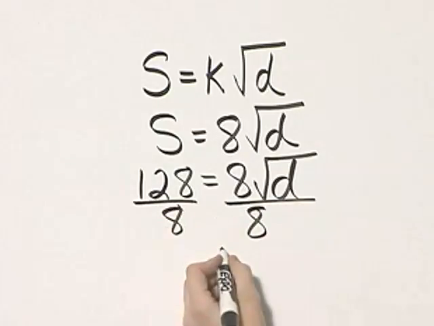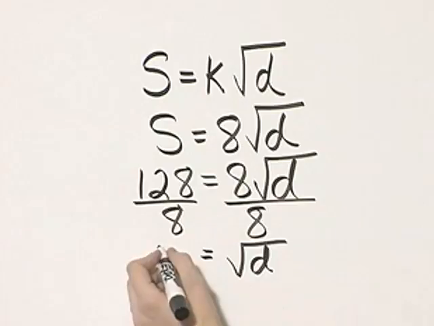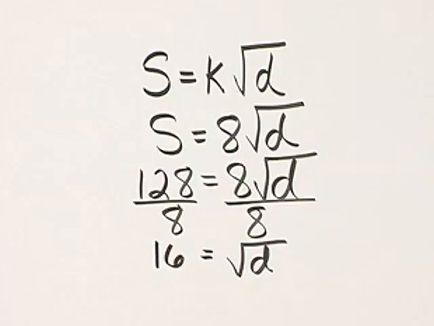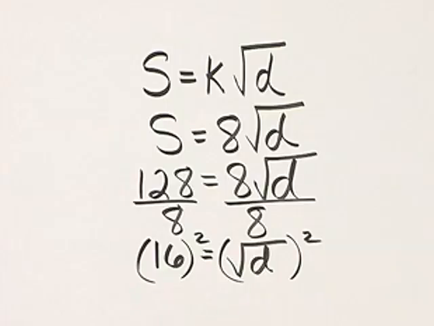I'm solving for D. I have the square root of D is equal to 128 divided by 8, which is 16. How do I solve for D? I'll square both sides of this equation. I'll square the left side, and I'll square the right side, because the square root of D squared is D. And I have 16 times 16, or 256. So that is 256 feet. That is the height it was dropped.